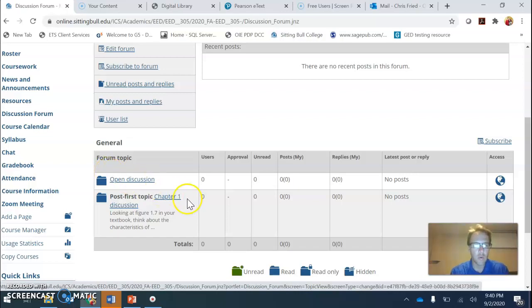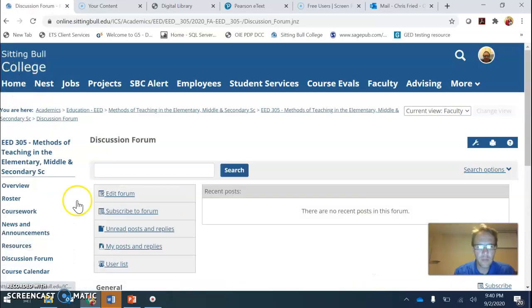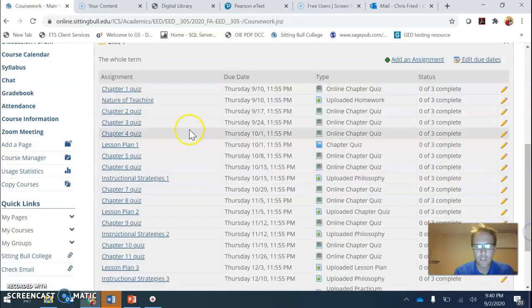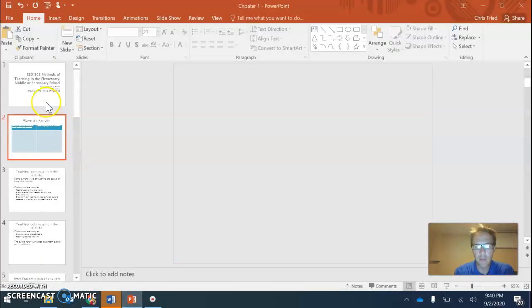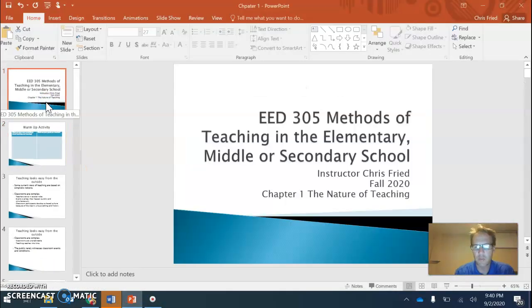Okay, so one assignment in the discussion forum and 2 assignments in the coursework section, which is the quiz and that nature of teaching. All of them connect back to chapter 1 of the textbook, of which the topic is basically the nature of teaching.